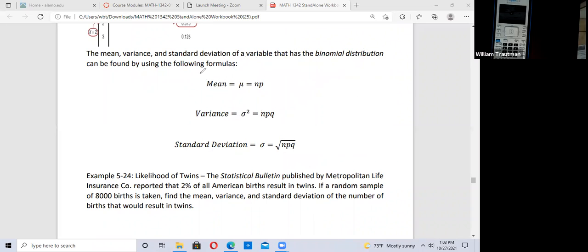So you have to put a star by these in your workbook. More than half of you, even though I've just mentioned this, will get this question wrong on a test because you don't have a star next to this. This is the mean, variance, and standard deviation for binomial distribution.